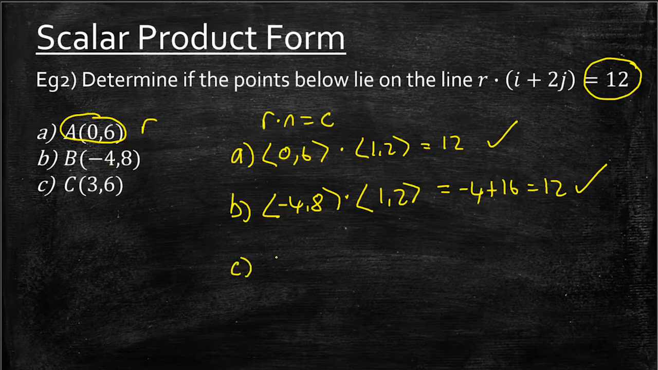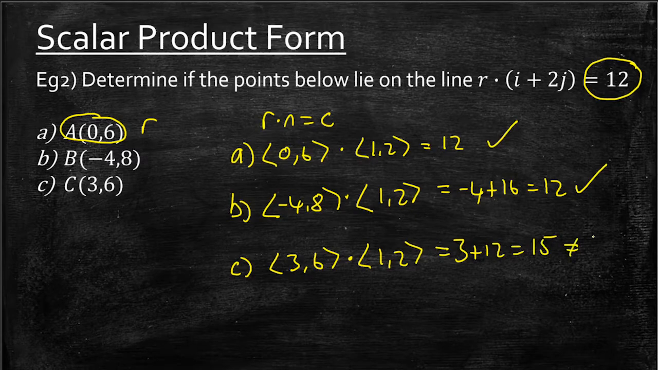Let's try the last point now. We've got 3 and 6. And again, we're going to take that with the dot product of 1 and 2. 3 times 1 is 3. 6 times 2 is 12. 3 and 12 is 15. And that does not equal 12. Okay, now because this point, 3, 6, does not satisfy this equation here, it does not lie on the line because it didn't equal 12.